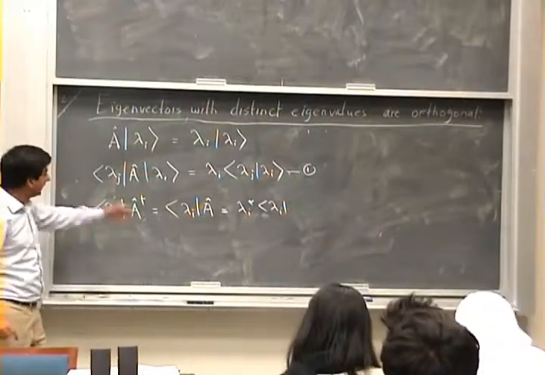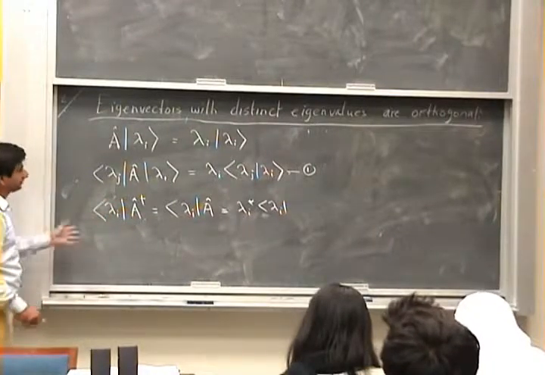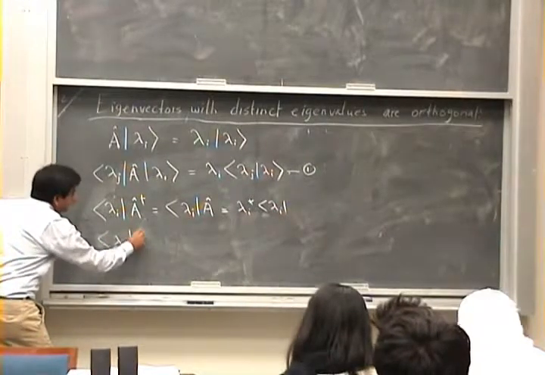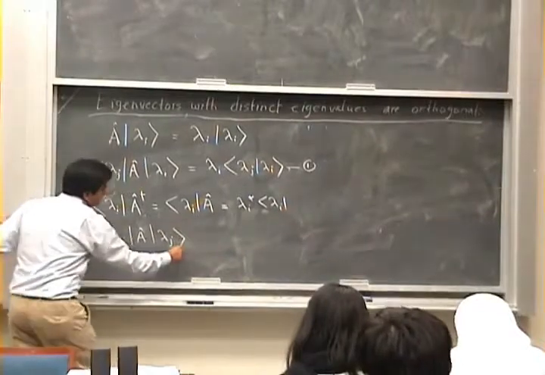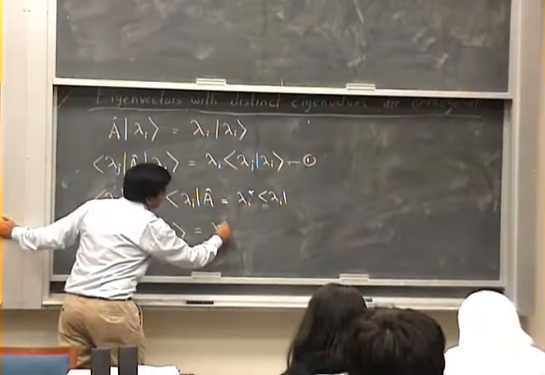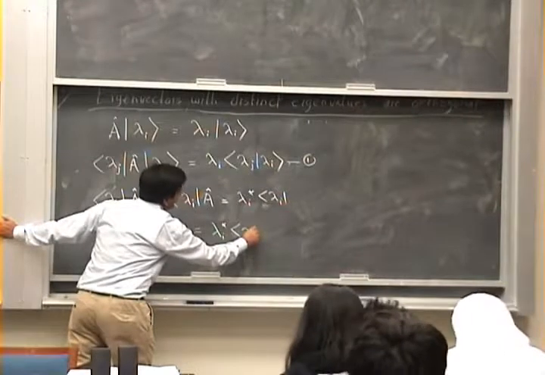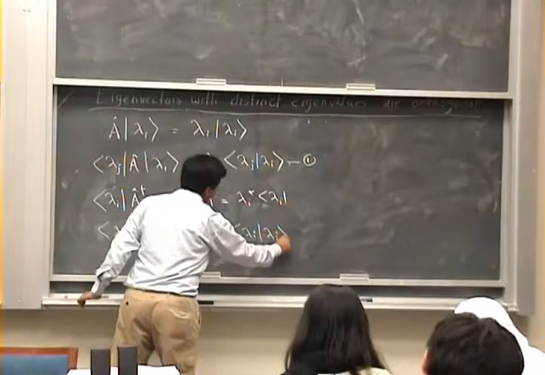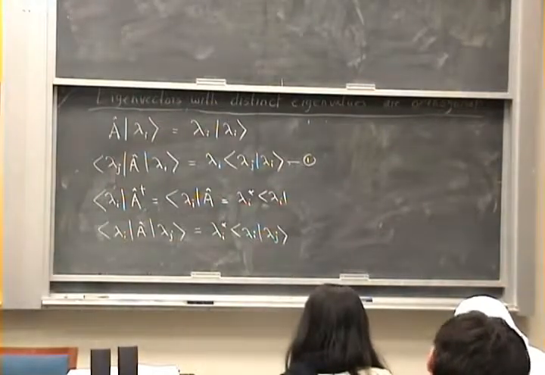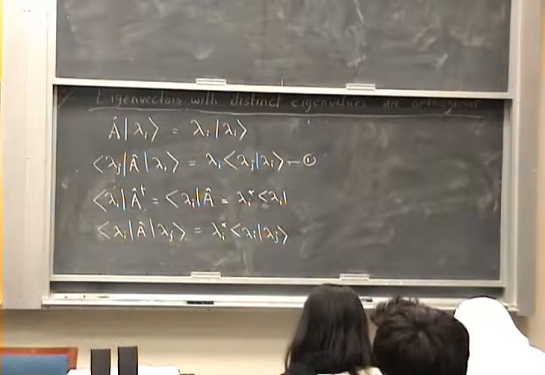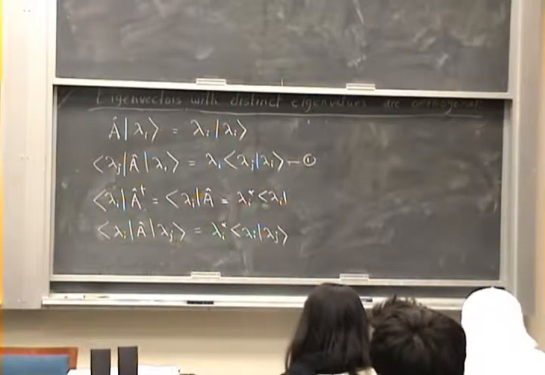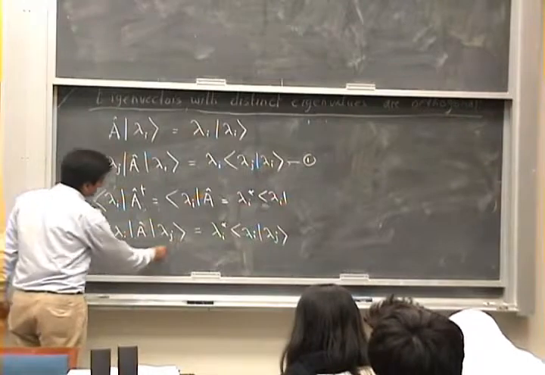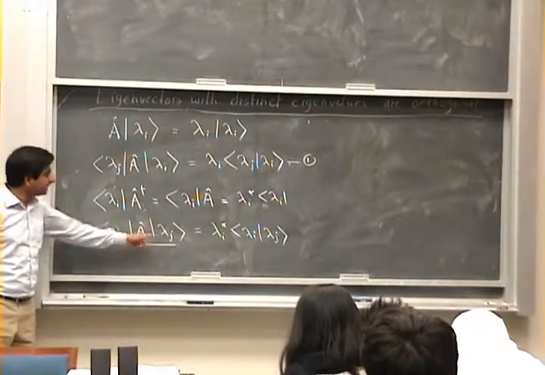Now I find its inner product with lambda j. Lambda I, A, lambda j equals lambda I star, lambda I, lambda j. But this operation, A is acting on lambda j.